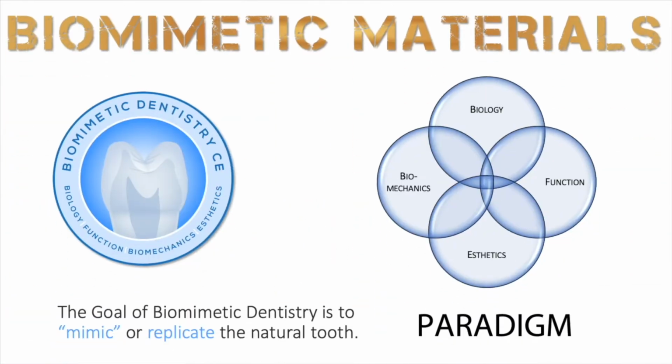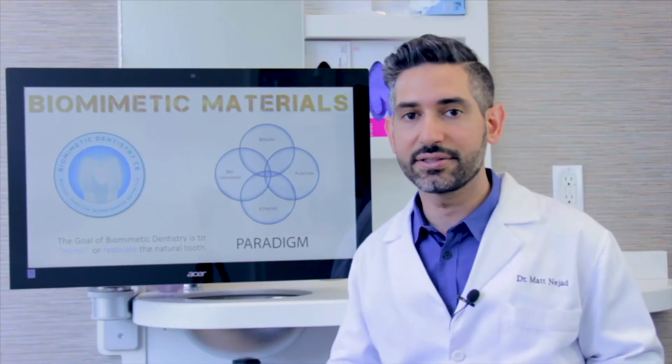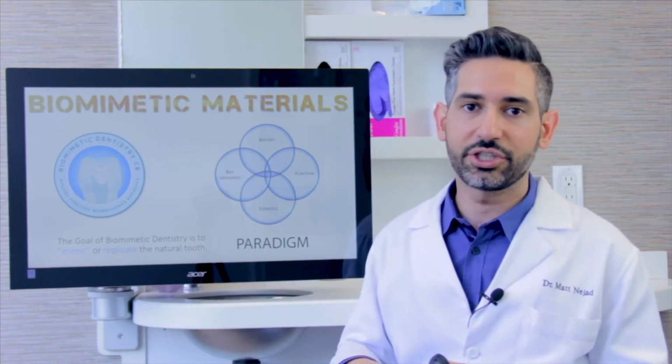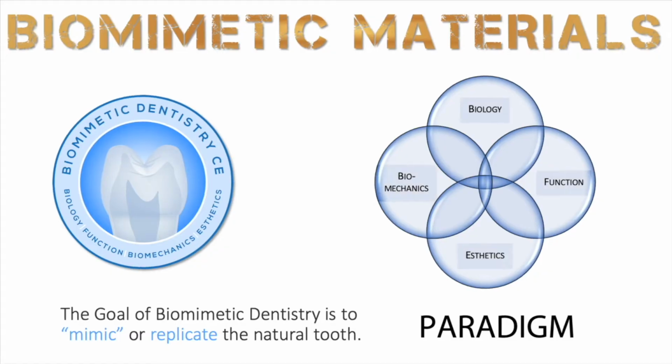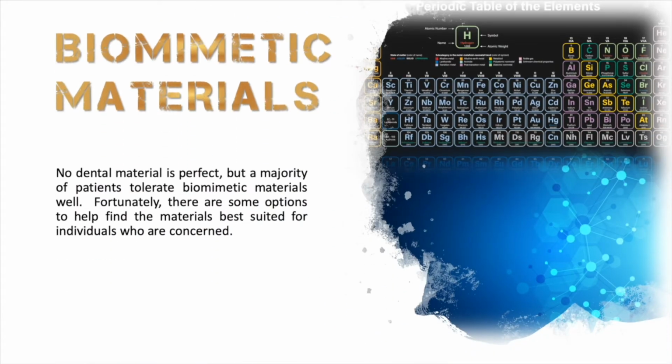However, in order to get the perfect balance of the biomechanics, biology, function, and aesthetics, I can't take any individual material and achieve the ultimate result in every single category, because what we're trying to do is get the merging of all these different things right in the middle so that we get the total biomimetic result. So when we look at materials, I try to use what I know works well.